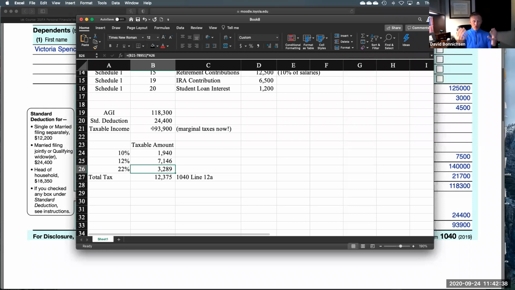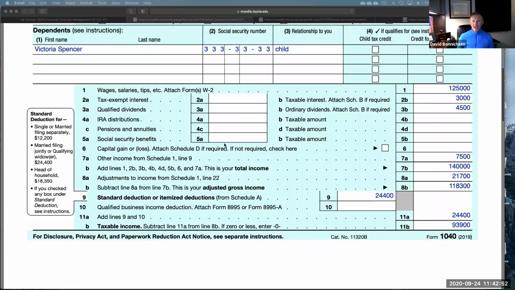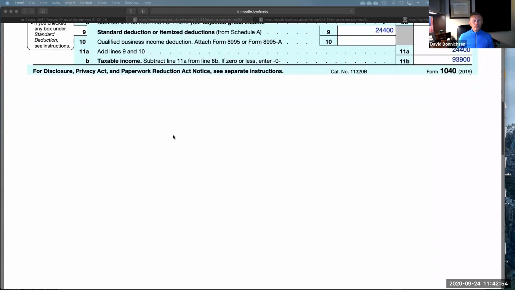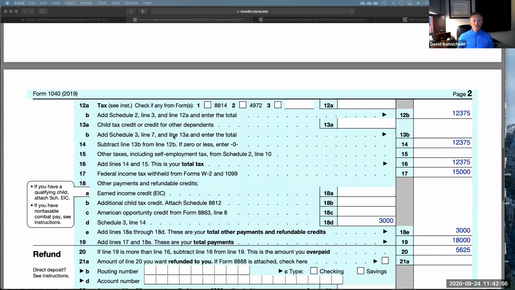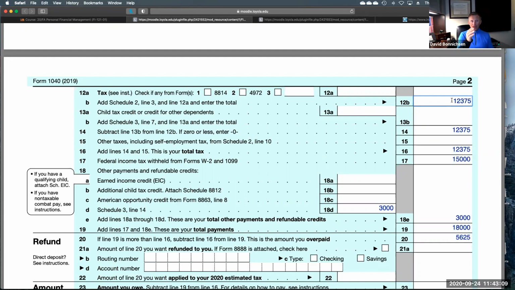So we sum up all three layers of tax for the total tax that we owe marginally of $12,375. Okay, so $12,375 as we move through the 1040, we can see that the tax that is calculated that we owe flows into line 12A. And there you have it, $12,375. So when you calculate the marginal tax that's due, that goes in line 12A.